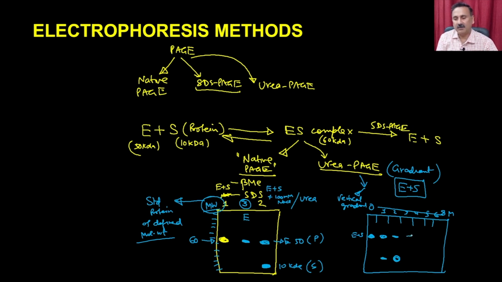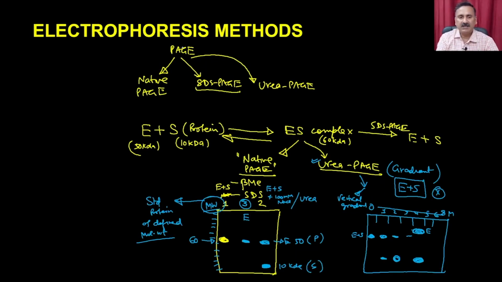And ultimately what you're going to see is that this particular band is going to disappear and a new band is appearing, because this is the new band for the enzyme alone, and you are going to see a very high quantity of free substrate. So this is the place where the enzyme plus substrate is broken down. And with the help of the urea page, you can determine whether the enzyme substrate complex is formed, or how stable the interaction is.